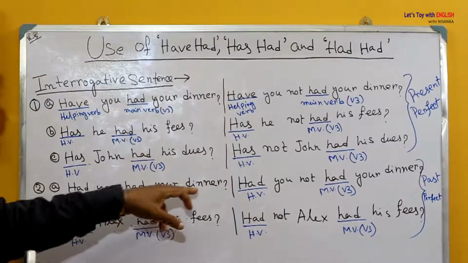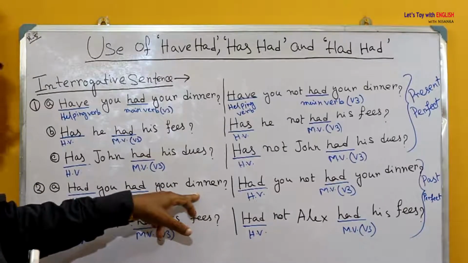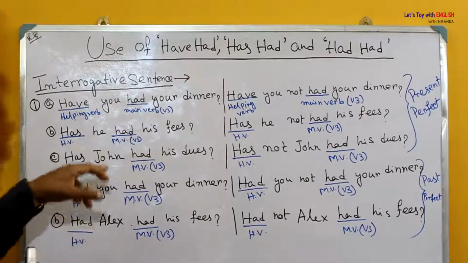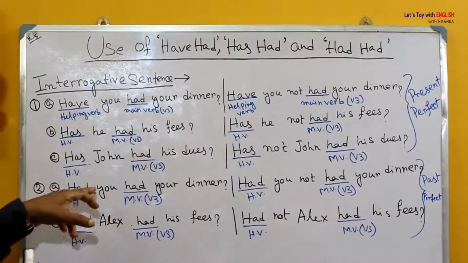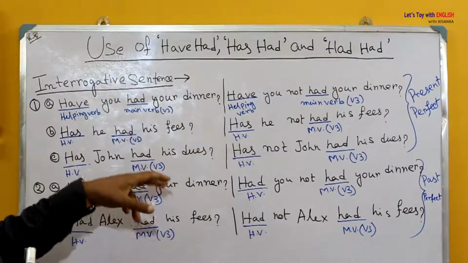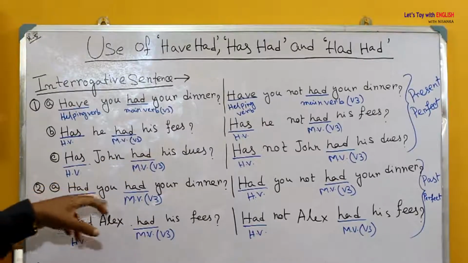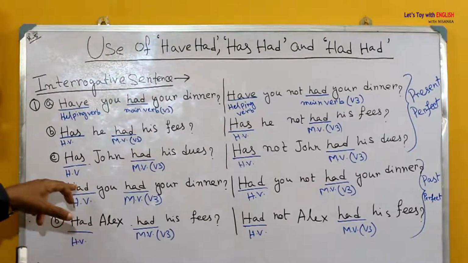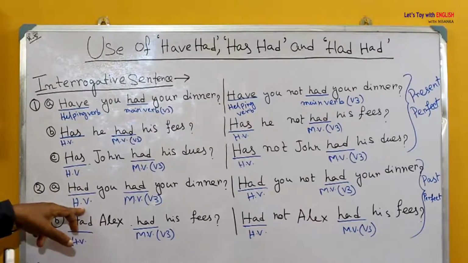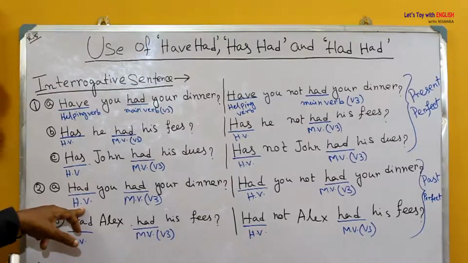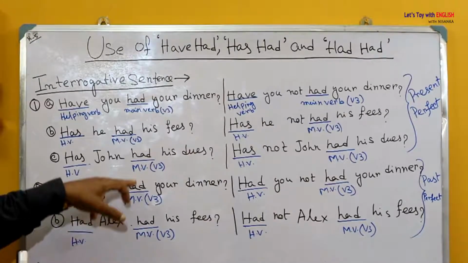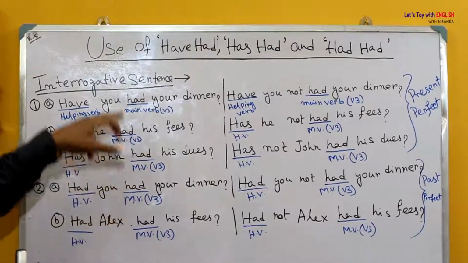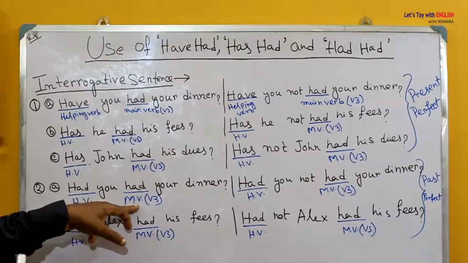Had you had your dinner? Whether you had, that means whether you had had your dinner. So this is the question. Had you had your dinner? Since it is in past perfect tense, have and has become had. And after this had, the main verb is always in third form.